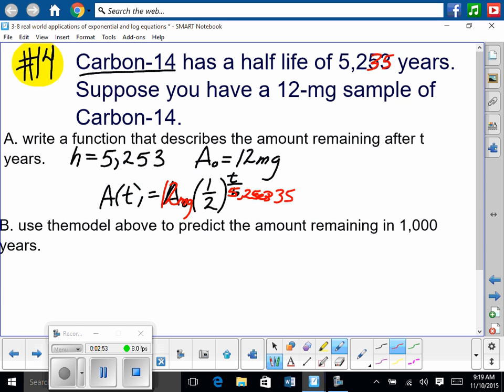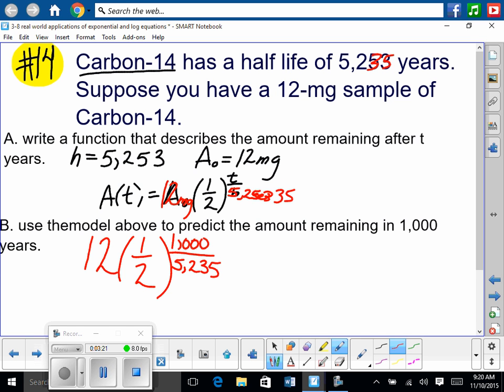So now it says, use the model above to predict the amount remaining in 1,000 years. So now 1,000 years has gone by. So we'll have 12 times 1/2 raised to the t is now 1,000. The time in is 1,000 divided by 5,235 years. Then you simply type it in your calculator. So once again, these are some of the easiest ones on the test. It would be such a shame to miss them, but you do have to know what you're doing.